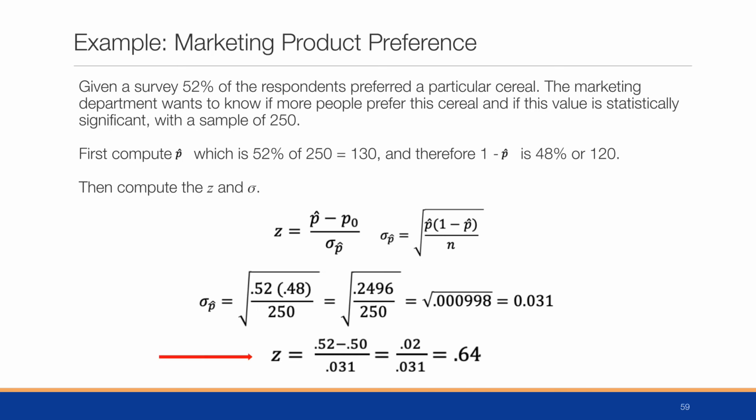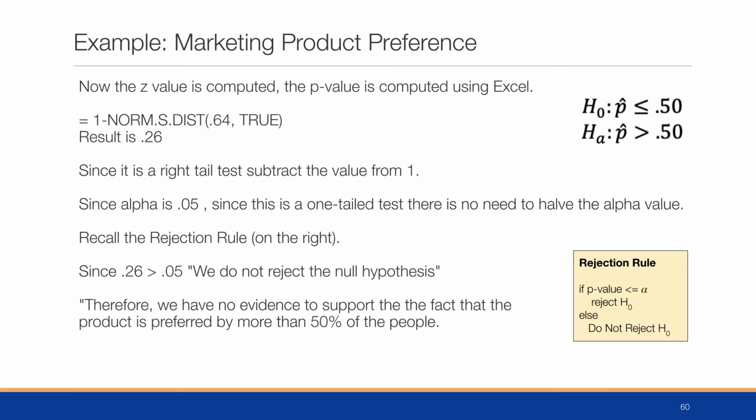We take our z calculation and we do 0.52 minus 0.50, which is 0.02. And we divide that by our 0.031, which gives us 0.64. So the z value is going to be 0.64. Now that the z value is computed, the p value is computed using Excel. Again, since it's 0.64, we're going to do 1 minus because it's going to be on the right side. And this is going to give us a result of 0.26.